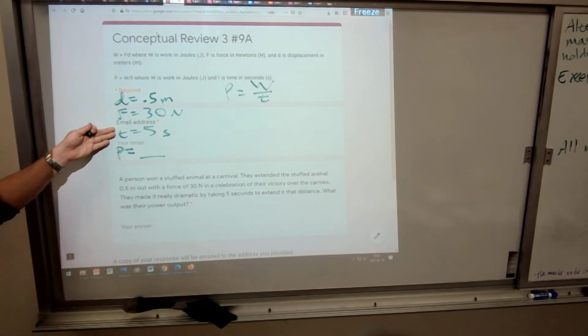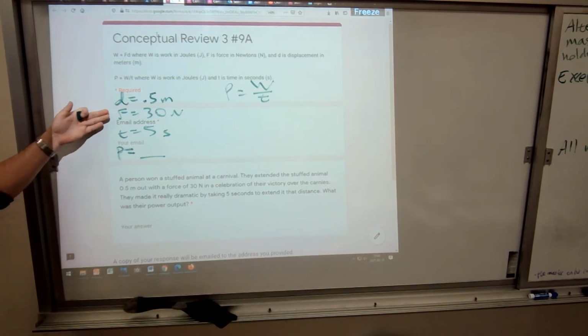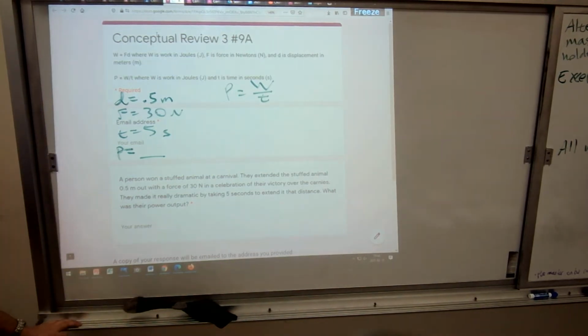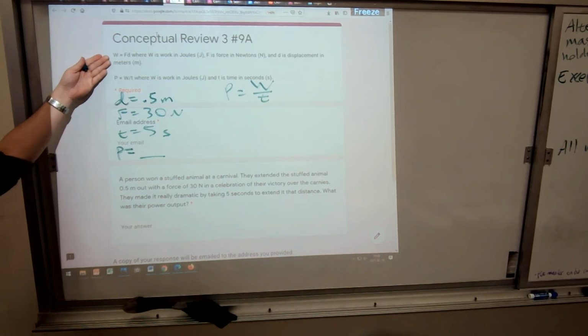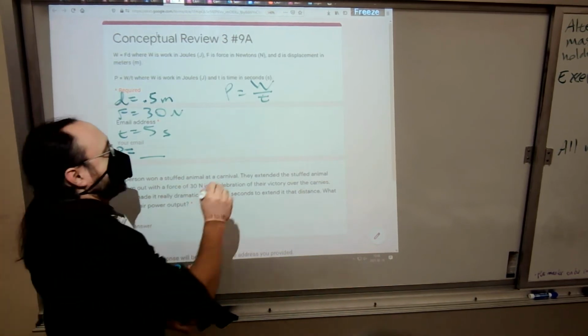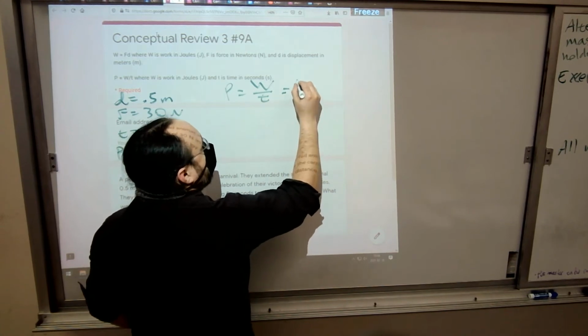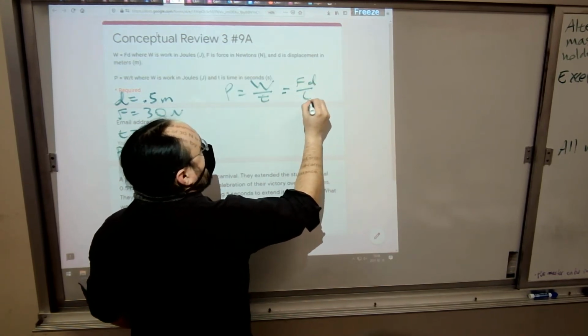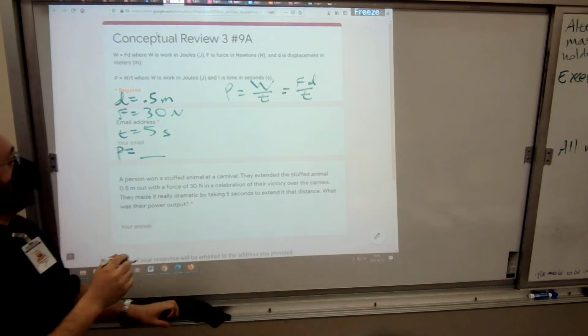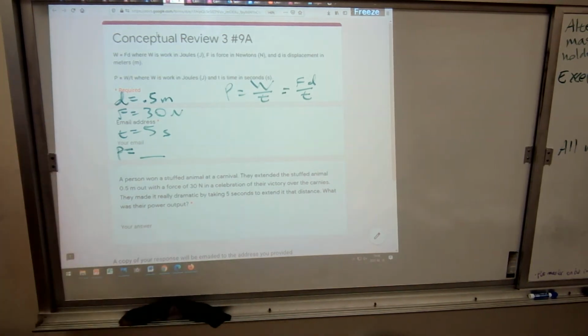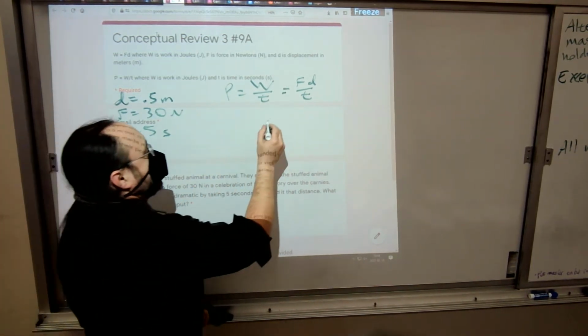I got time, 5 seconds. I don't have work. But it tells us that work is force times distance. So instead of power equals work over time, I can say power equals force times distance over time, if work is equal to force times distance. And I've got force and distance, so that'll be fine. I can do that.